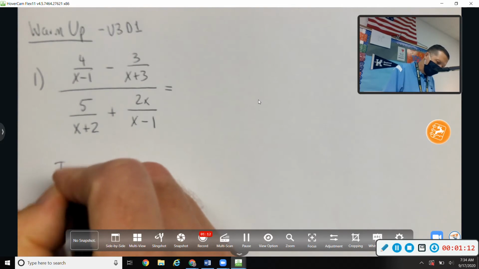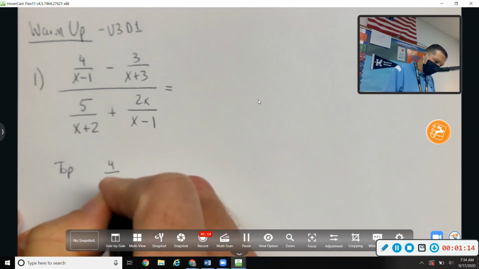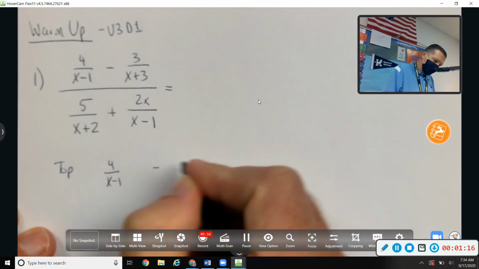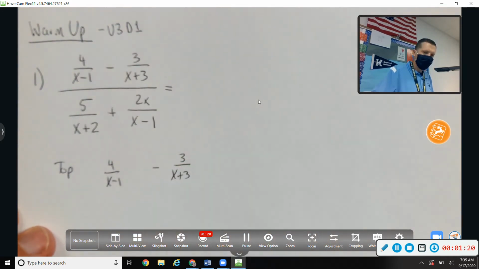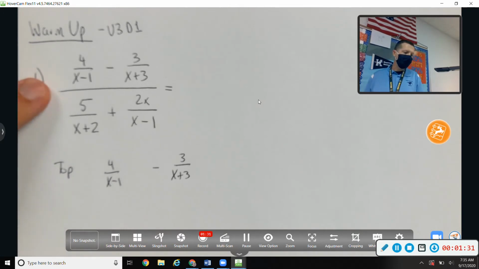So first the top. 4 over x minus 1 minus, and I like to leave space in there because I know what's coming. I know I'm headed toward common denominators, so I'll leave room to work those in there. And again, I'm just worried about the top, right? One step at a time. That problem looks overwhelming. Let's go one piece at a time.